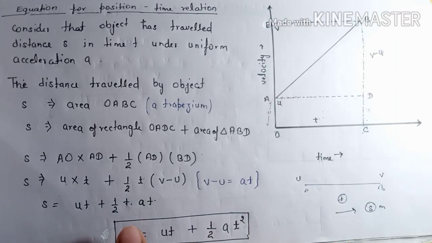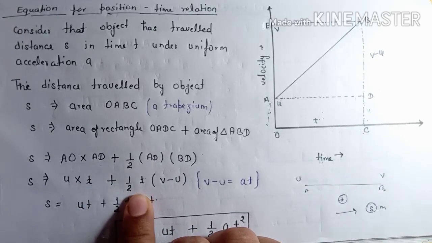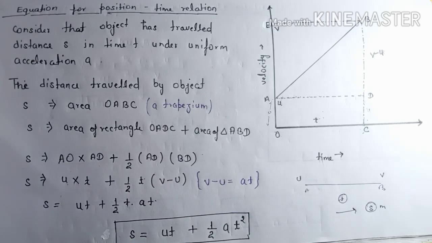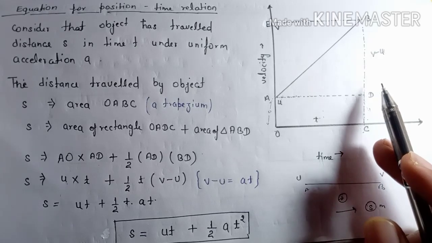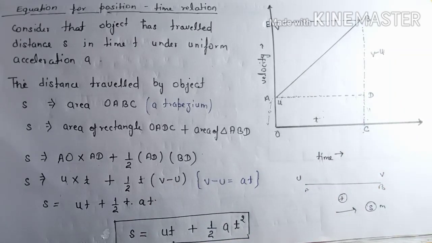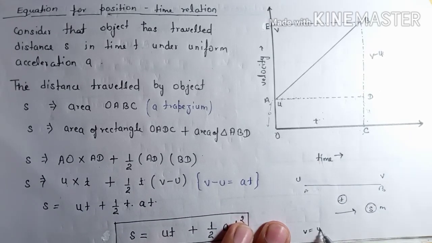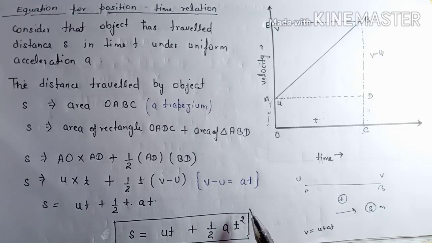So the area of the rectangle becomes U into T, plus 1/2 into AD, which is equal to small t, the time period, and BD, which is V minus U, the change in velocity. Now from equation first, V is equal to U plus AT, you can see that V minus U is equal to AT. If you transpose this U, V minus U is equal to AT.